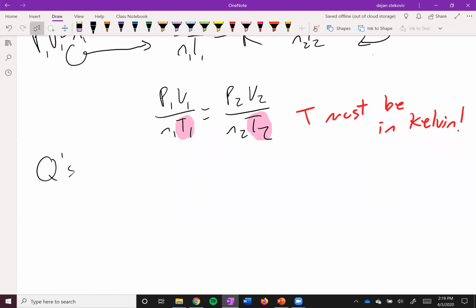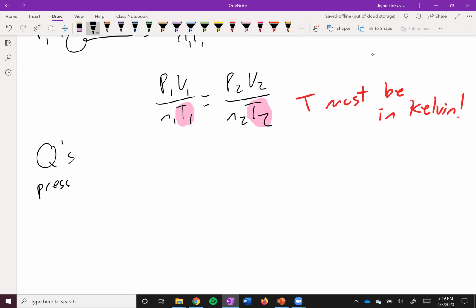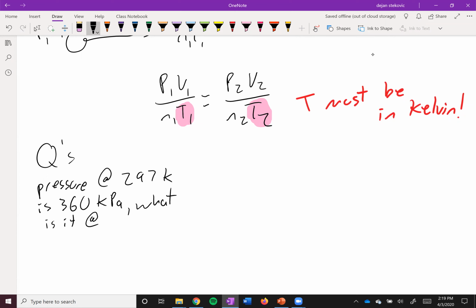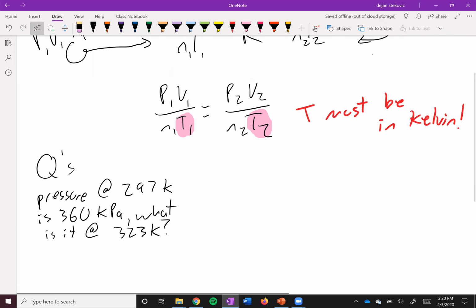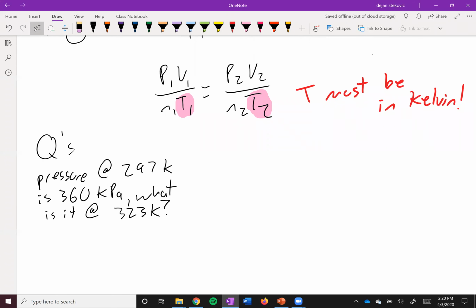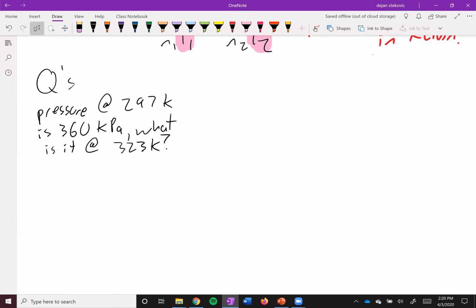So we'll just do two examples. We'll say that the pressure at 297 Kelvin is 360 kilopascals. What is it at 323 Kelvin? Right, so let's think about what equation we're going to use. We're given sets of initial and final, under conditions 1 and under conditions 2. So we want to use this P1V1 blah, blah, blah equals P2V2 type of thing.